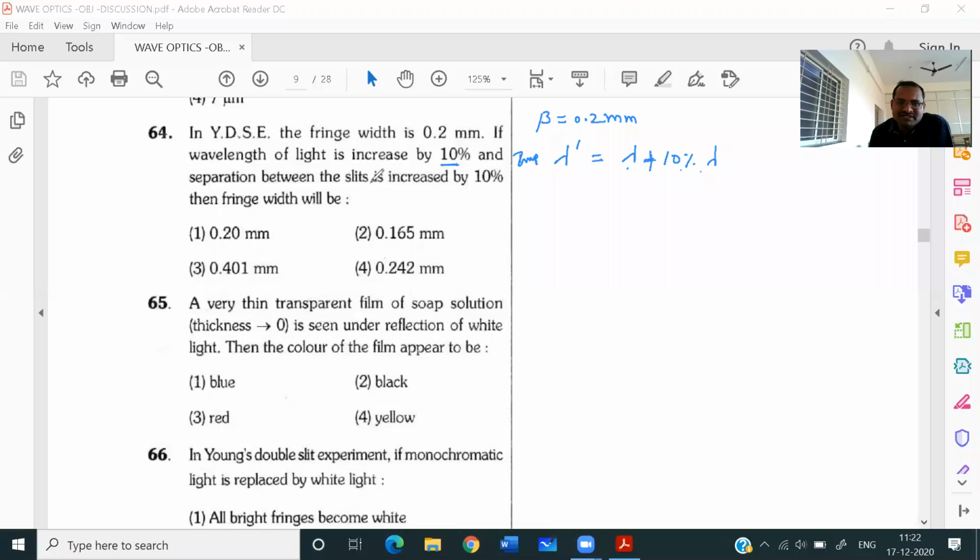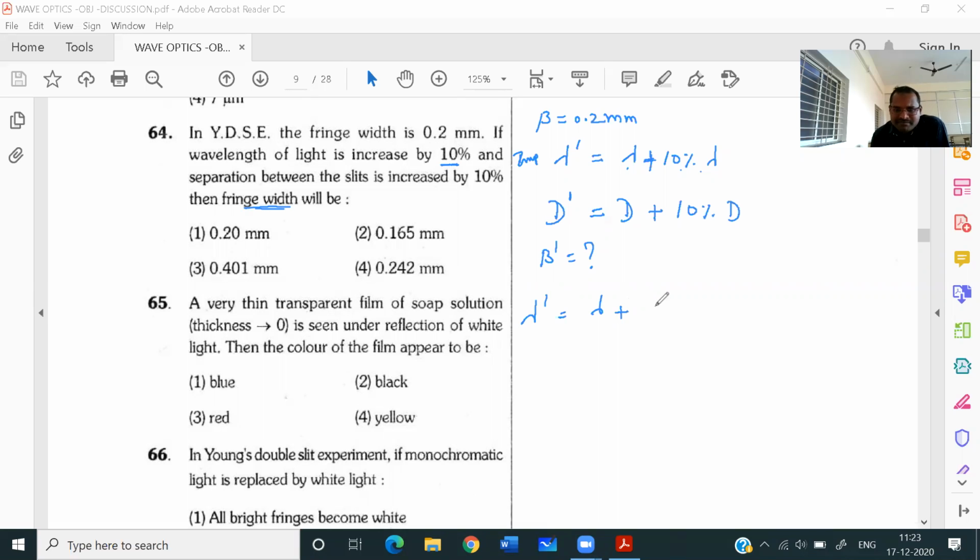And the separation between the slits is increasing by 10%. Separation between the slits is capital D. This capital D is also increasing by 10% of capital D. Then what are they asking? What is the new fringe width due to these two changes?